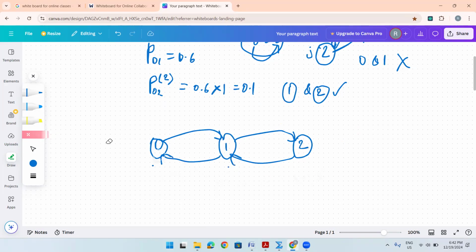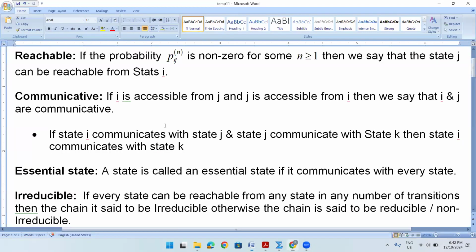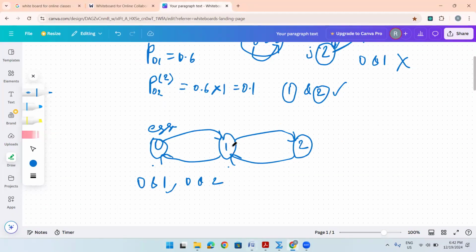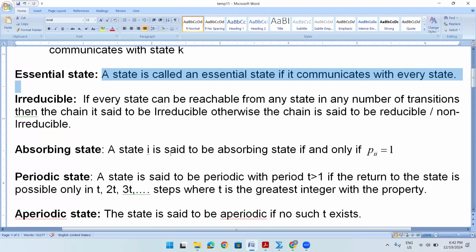Okay. So here in this case, 0 can communicate with 1 and 0 can communicate with 2 also. So 0 can communicate with all other states. So 0 is an essential state. Here in this case, 1 is also an essential state. 1 can communicate with 0 as well as 2. So 1 is also an essential state. Here in this case, 2 can also communicate with 0 and 1. So all are essential states here in this case. Okay. Next.